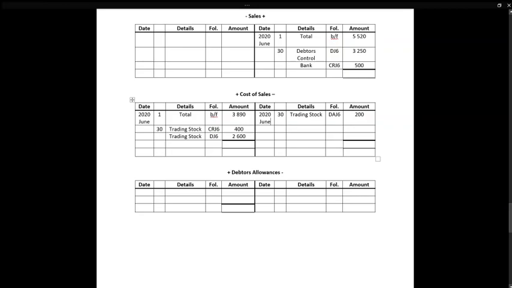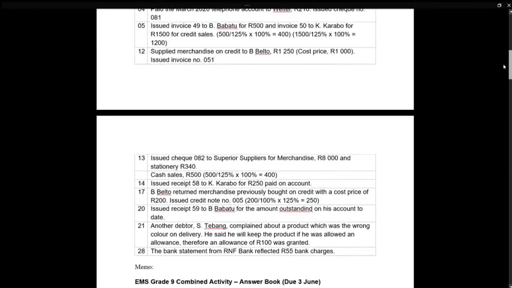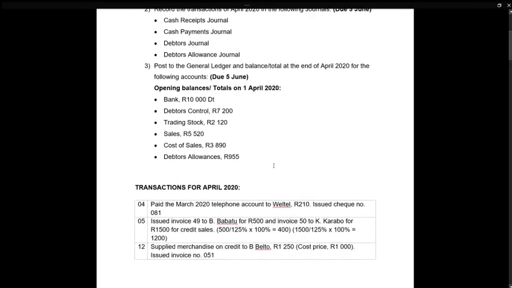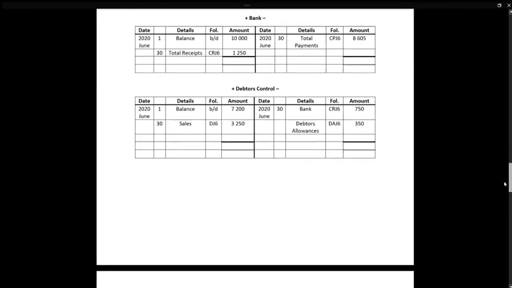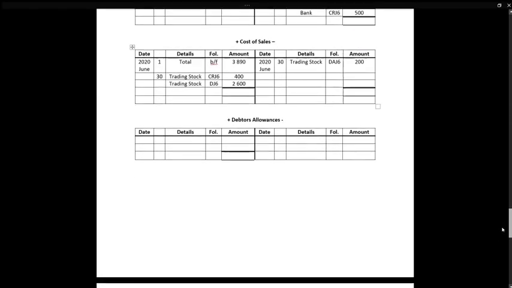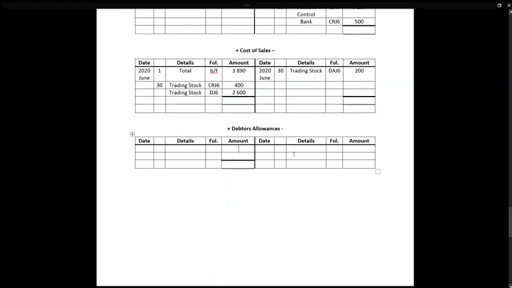Debtors allowances, let's go and see if we have an opening total. I think we had. Debtors allowances 955 Rand. Debtors allowances remains the opposite of sales. It's an expense account. So 955 Rand. It's an opening total, therefore brought forward. Details will be total, 1st of June 2020.